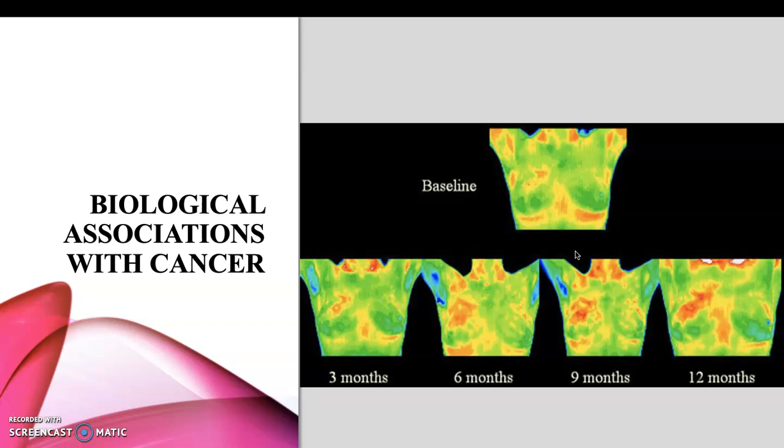Biological associations with cancer. I would like to take a moment and look at the image on the right-hand side. This is a thermographic image of a woman with breast cancer. The top baseline reading shows no presence of the disease. As you can see further down, you have a progression from 3 months to 12 months. The red that you see growing on the right-hand side of this woman's breast is the cancer. The redness is caused by the heat that we are seeing. It is primarily caused by the inflammation.